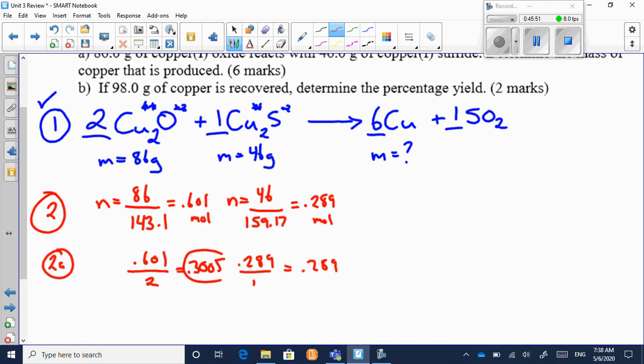So I've got to compare these. And when I compare them, this one is the lowest, so that's the one that's limiting. Oftentimes I even cross this one out just lightly, just to remind myself that it is the excess reactant. I don't have to worry about it. This is the one I'm concerned about. Okay, so let's go on to step number 3.